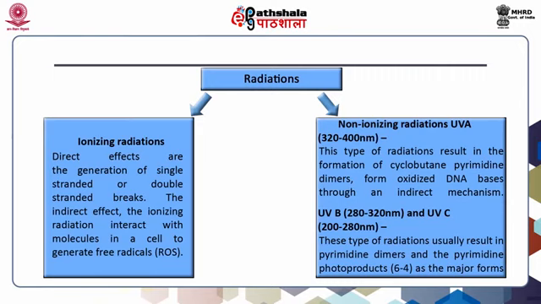Another non-ionizing radiation is the UVB type or UVC type, the UVB type 280 to 320 nanometer and UVC 200 to 280 nanometer. These types of radiations usually result in pyrimidine dimers and pyrimidine photoproducts as a major form.